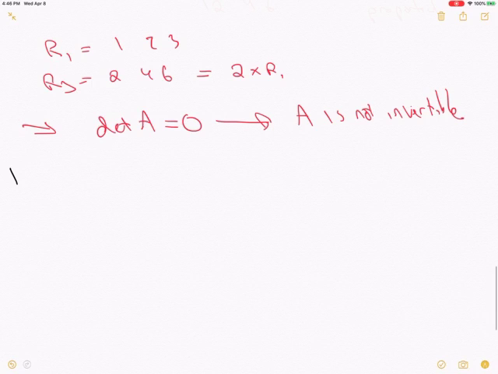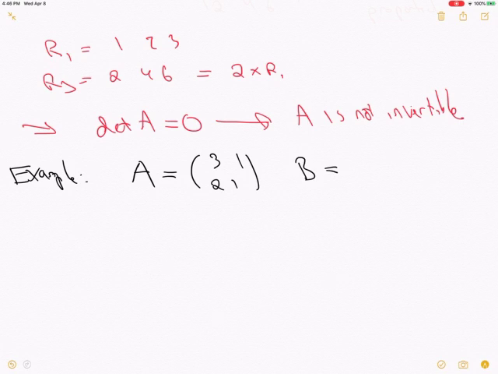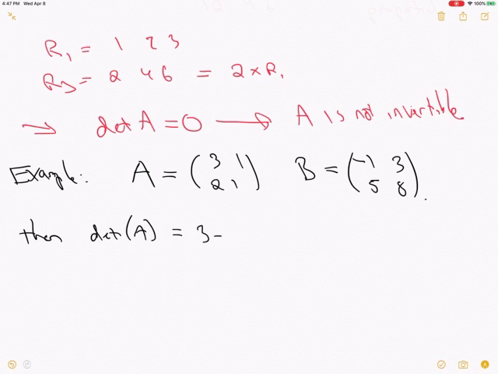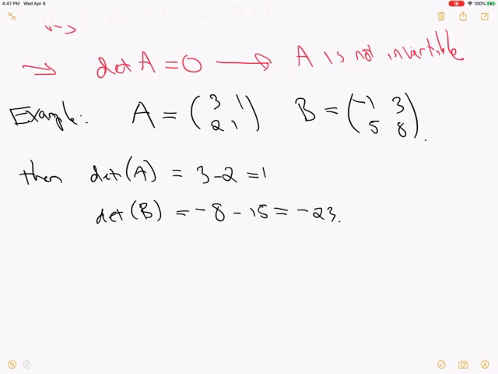So let's do another example. Say A is the matrix 3, 1, 2, 1. Let's say B is the matrix -1, 3, 5, 8. Then let's just calculate the determinants. So what's the determinant of A? Well, that would equal 3 times 1 minus 2. That's equal to 1. And the determinant of B, that's equal to minus 8 minus 15, which is equal to minus 23. Okay, what else can we do? So we know what the determinants are. Now, let's consider the product.